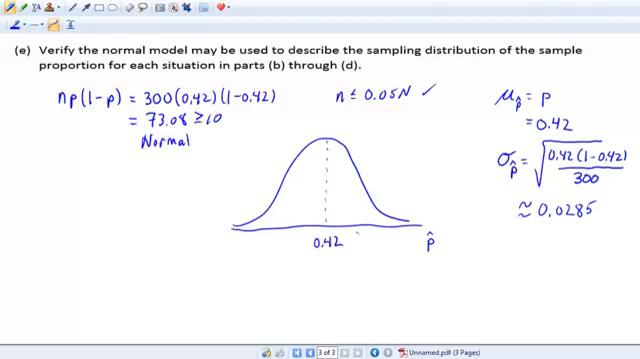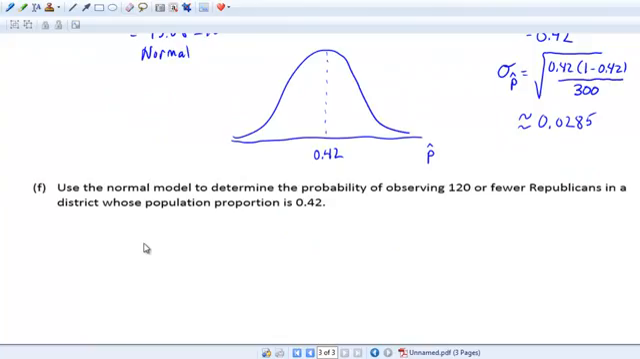And what we're going to do now is use this model to compute how likely it is to get a sample proportion of 0.4 or less, or how likely it is to get a sample proportion of 0.38 or less, so on and so forth. Use the normal model to determine the probability of observing 120 or fewer Republicans in a district whose population proportion is 0.42.